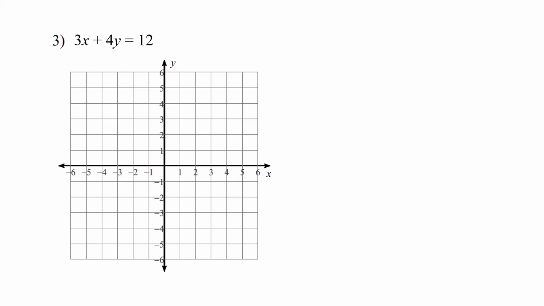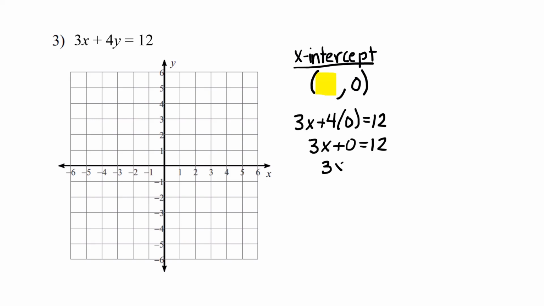I want to graph 3x plus 4y equals 12. To get the x-intercept, we have to substitute in a 0 for the y. I'm going to do that pretty quickly here. So I put a 0 in for y. 4 times 0 is 0. It just kind of zeroes out. We're left with 3x equals 12. Divide both sides by 3. X equals 4. So that's the point, 4, 0. We'll put that right there.